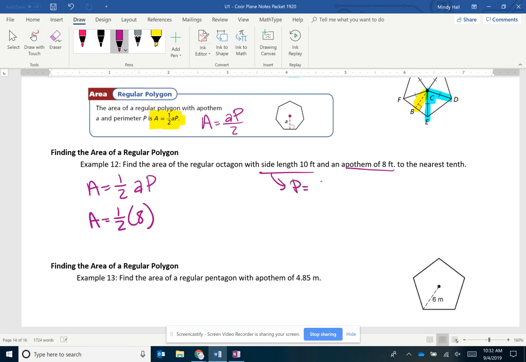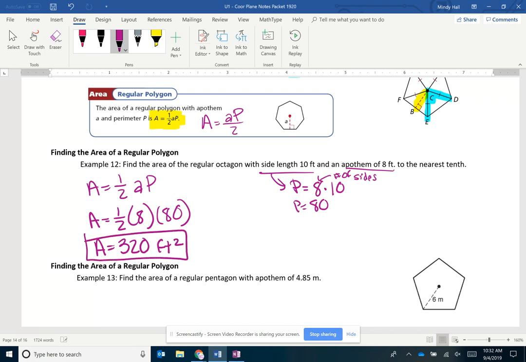But my apothem they gave me is 8, and then my perimeter, because my side lengths are 10, perimeter is going to be the number of sides times your length. So I know my perimeter is 80. So then when I multiply all of this out, 8 times 80 divided by 2 gives me 320 feet squared.